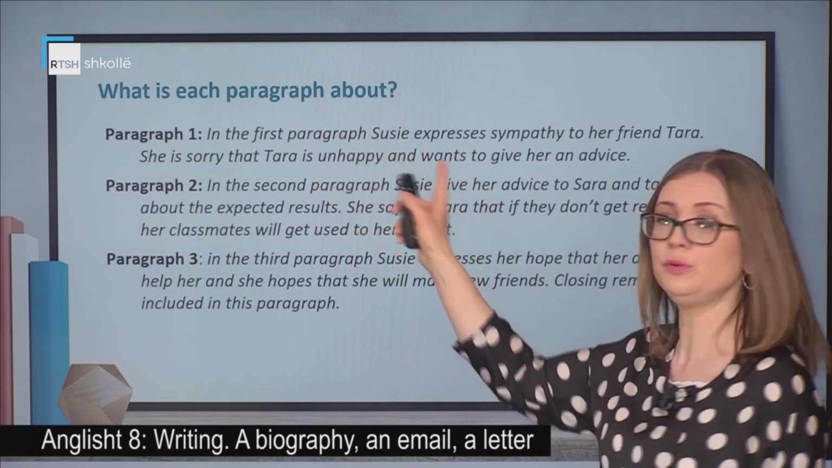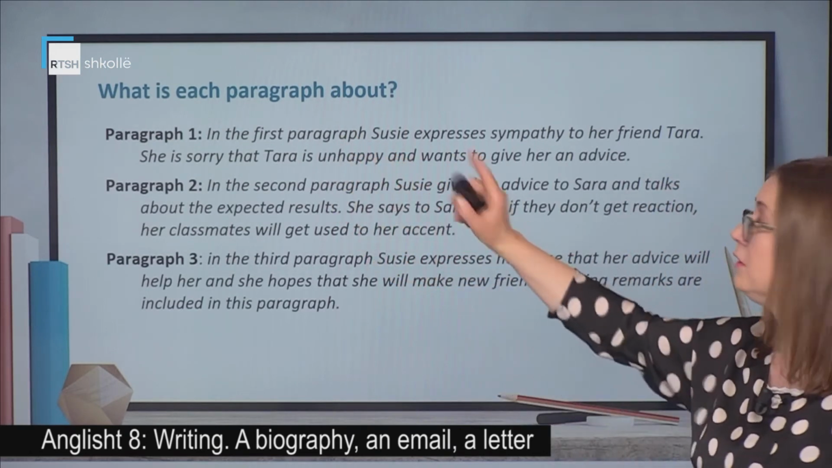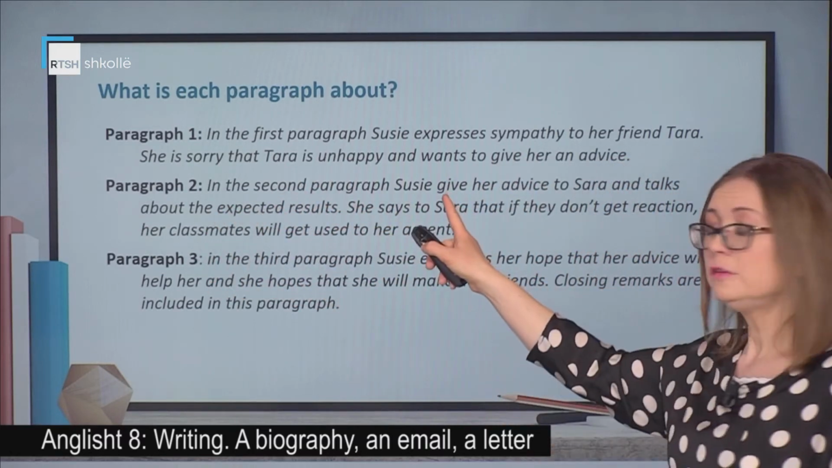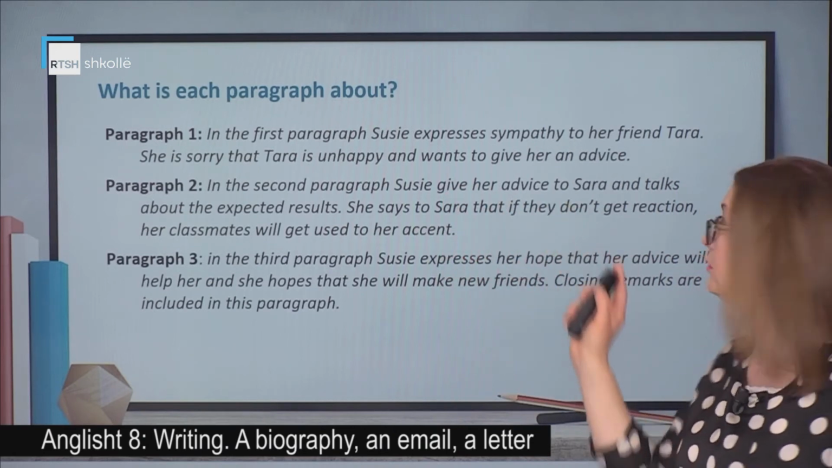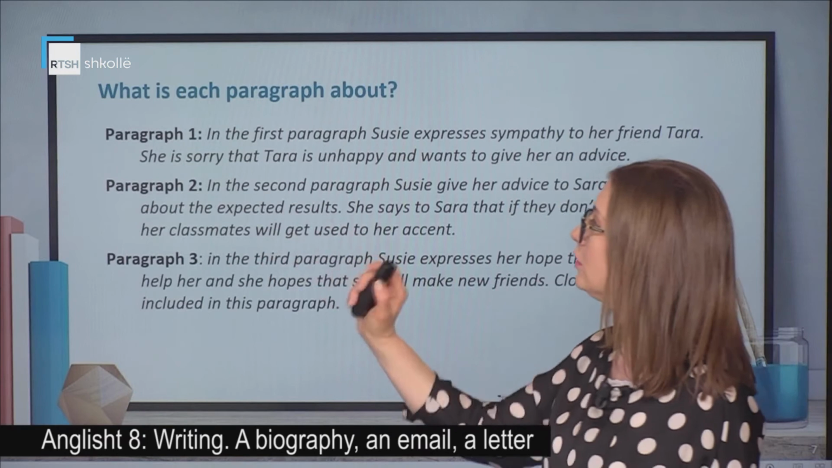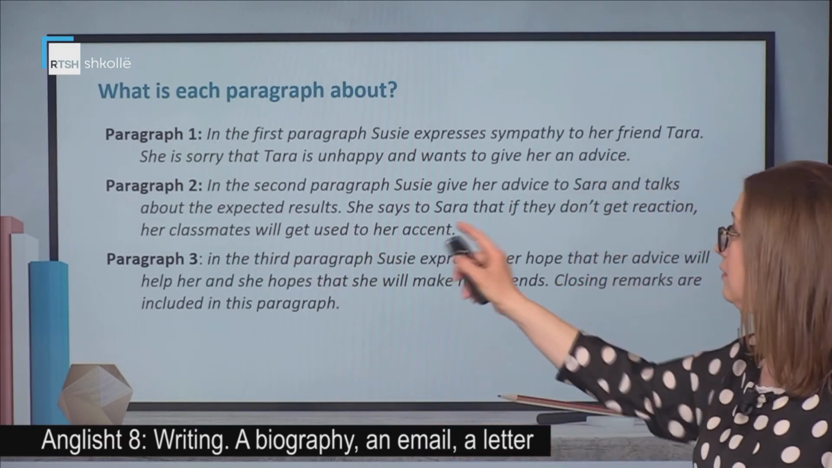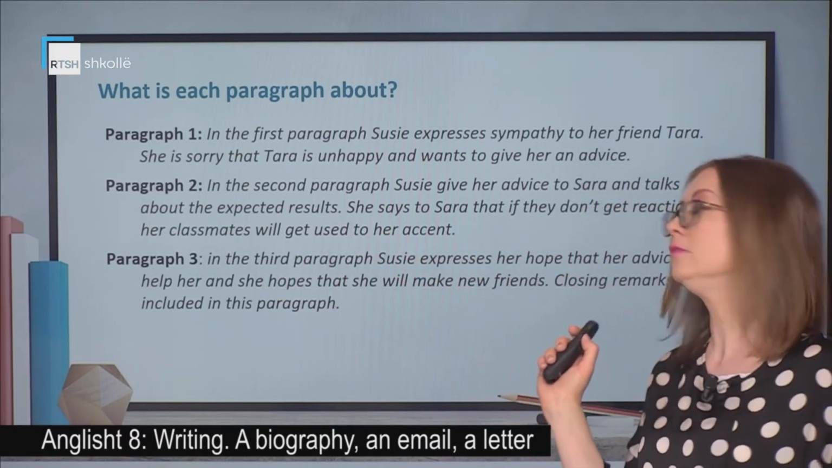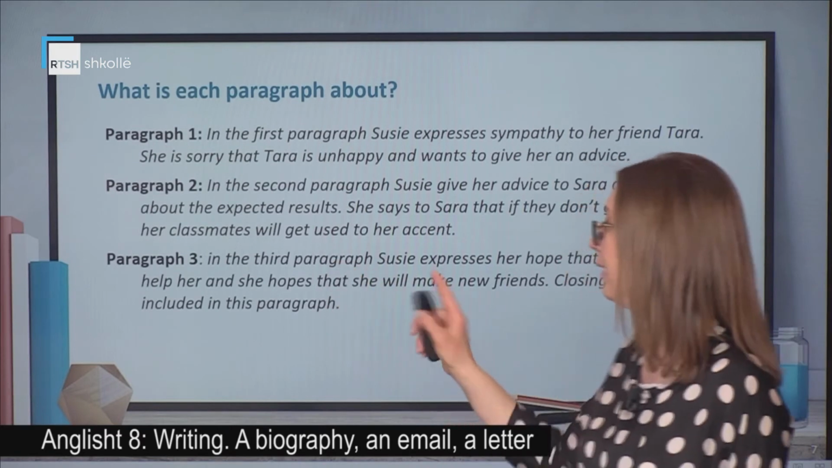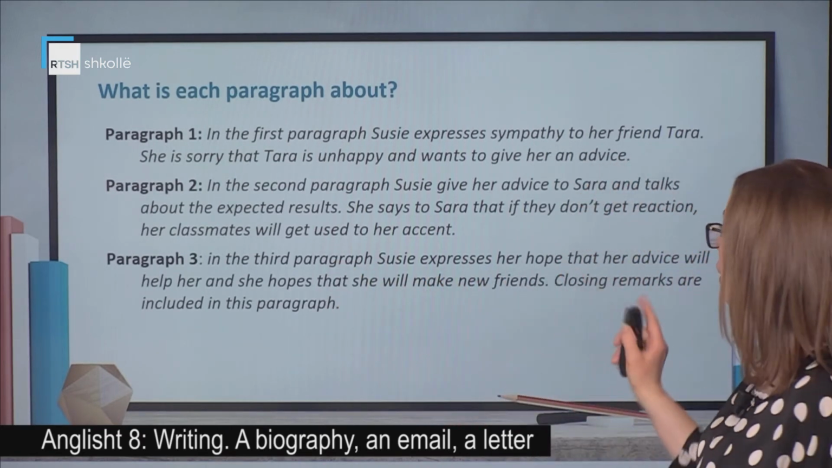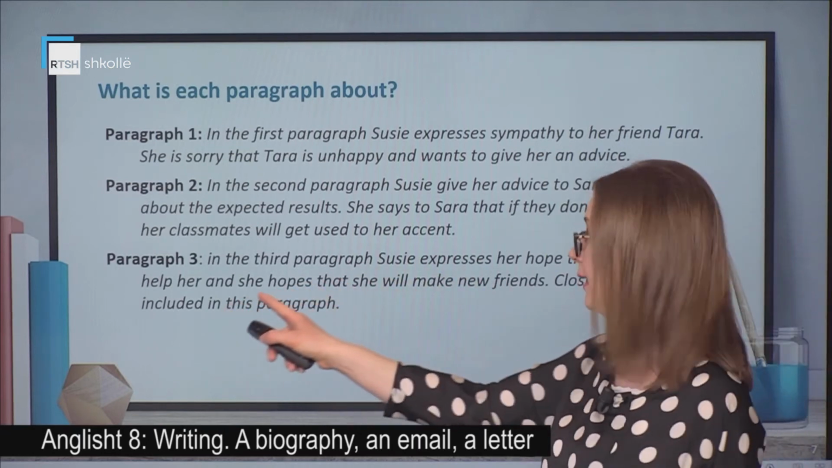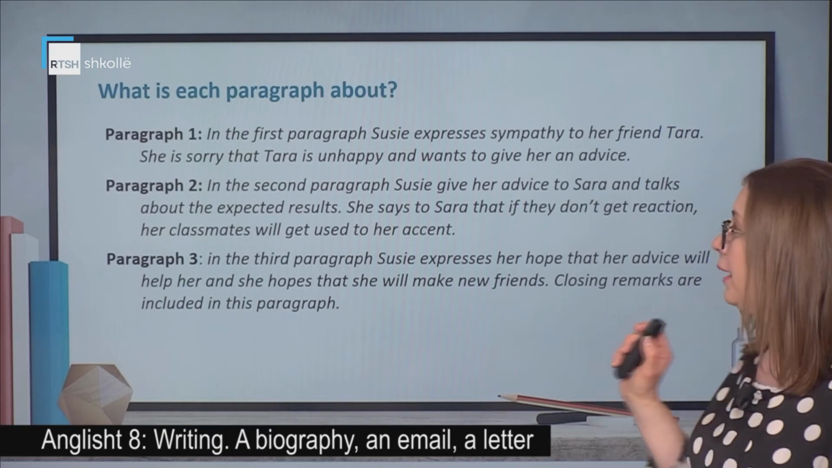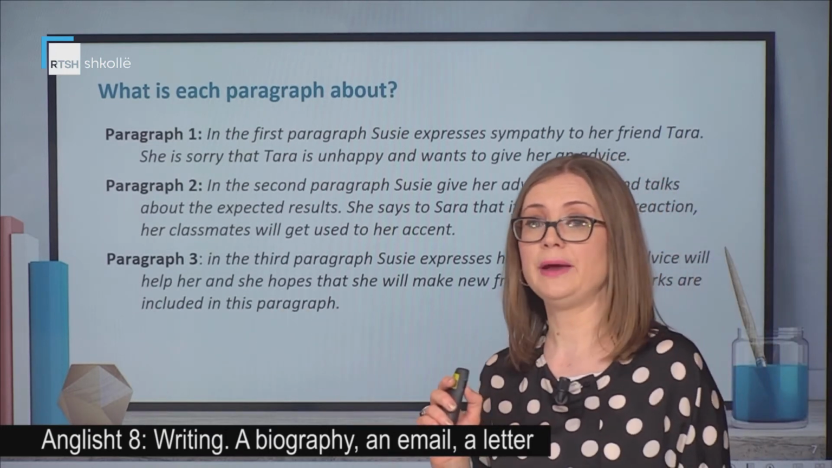So in the first paragraph we have Susie expressing her sympathy. In the second paragraph, Susie gives her advice to Tara and talks about the expected results. She says to Tara that if they don't get a reaction, her classmates will get used to her accent. And then in the third paragraph, Susie expresses her hope that her advice will help, and she hopes that she will make new friends. The closing remarks are included in this paragraph.